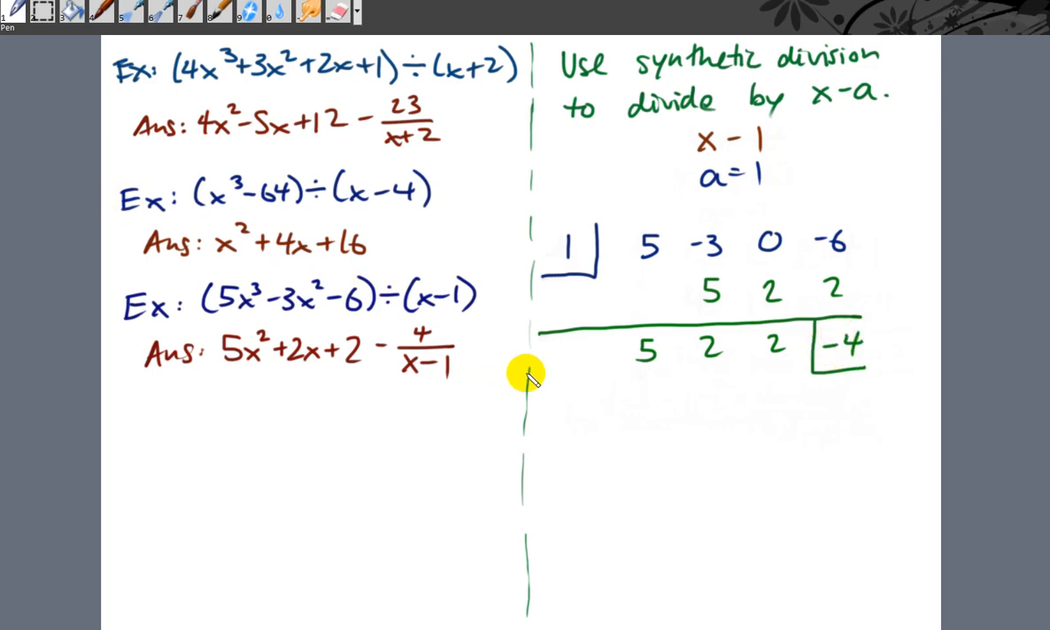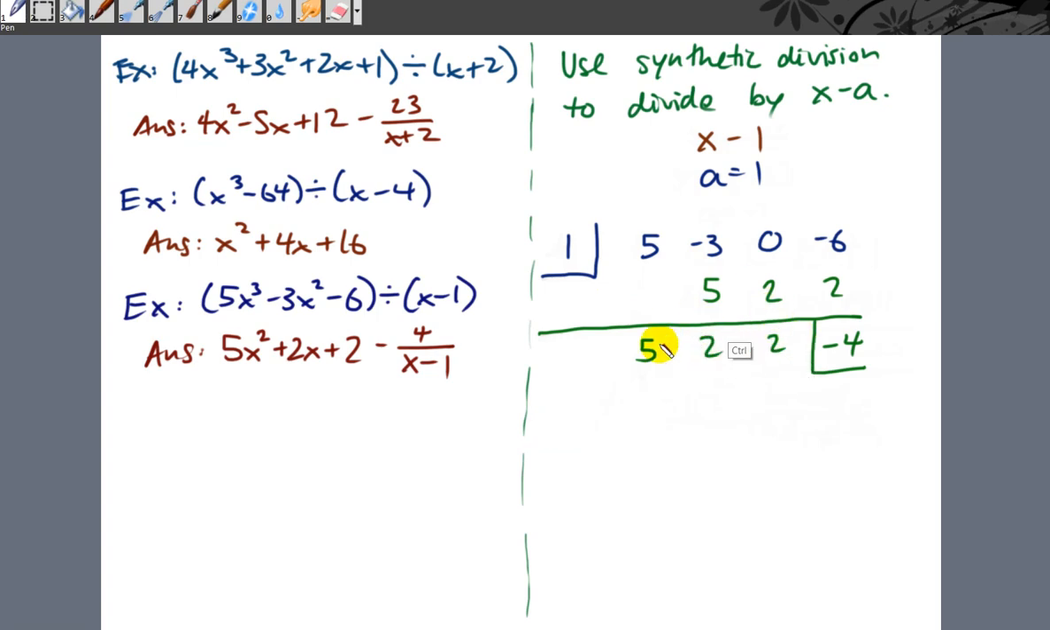And would you look at that? As you can see here, we have a 5 here, we have a 5 here, we have a 2 here, and we have a 2 here. So this is our little shortcut. So like I showed you earlier, if we start off with 5x cubed minus 3x squared plus 0x minus 6, this breaks down. If we were to divide it through, this becomes 5x squared plus 2x plus 2.